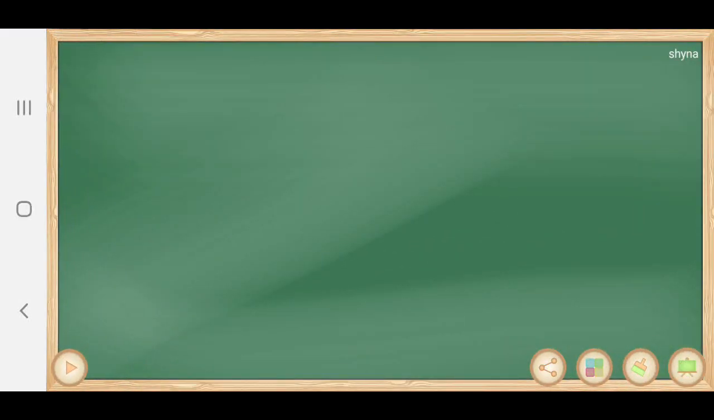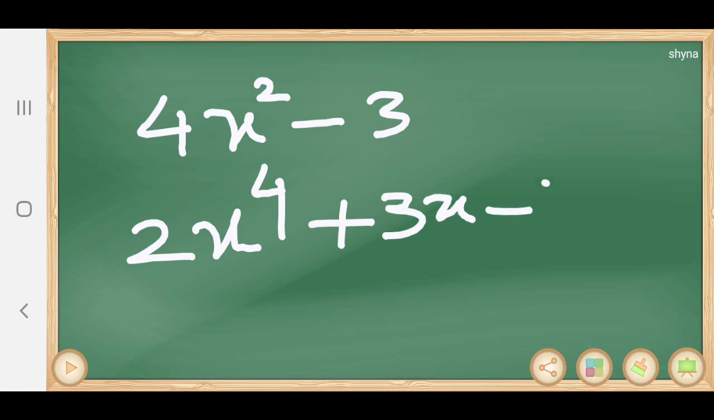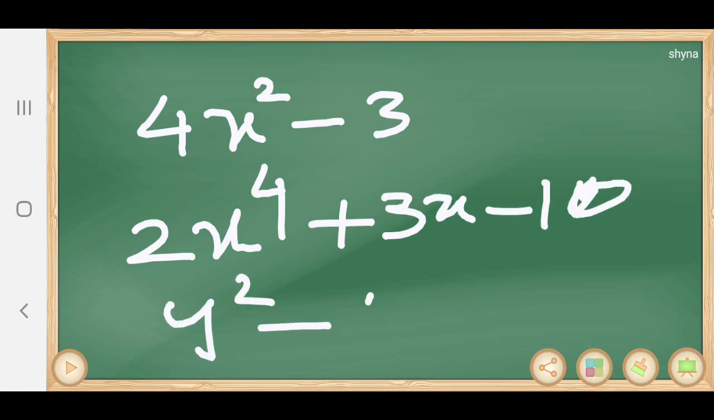A polynomial is an algebraic expression. All of you know that. We can write some examples of algebraic expressions: 4x square minus 3. 2x raised to 4 plus 3x minus 10. y square minus 10. These are algebraic expressions.